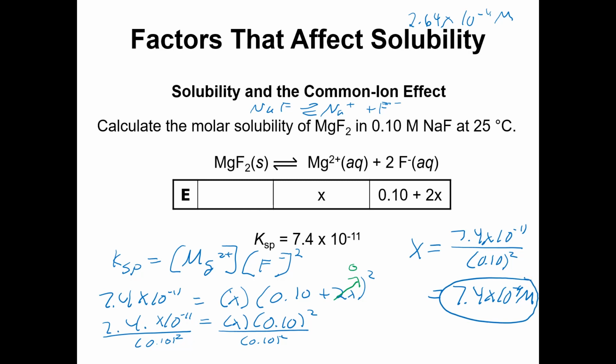So look at the difference between the solubility in water and the solubility in sodium fluoride. We have 2.64 times 10 to the negative 4th in water, and 7.4 times 10 to the negative 9th in sodium fluoride. So a factor of about 10 to the 5th is the difference in solubility. We have a much lower solubility when we dissolve our magnesium fluoride in something that has a common ion. That makes sense because there's only so much of any given ion that will dissolve in water, and if we've already got some fluoride in there, that's going to limit how much more we can put in when we add our magnesium fluoride.